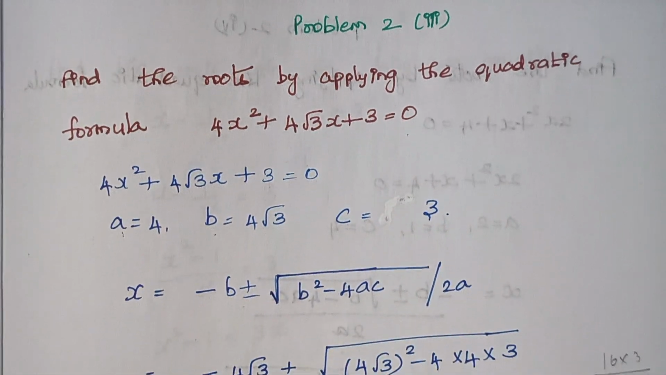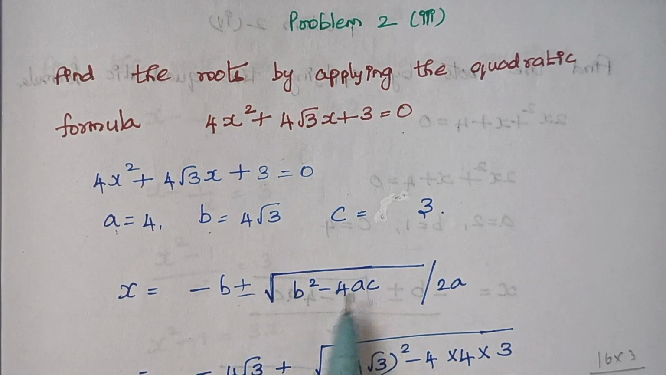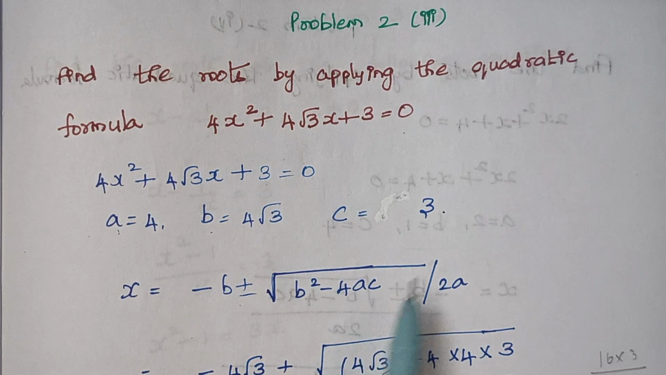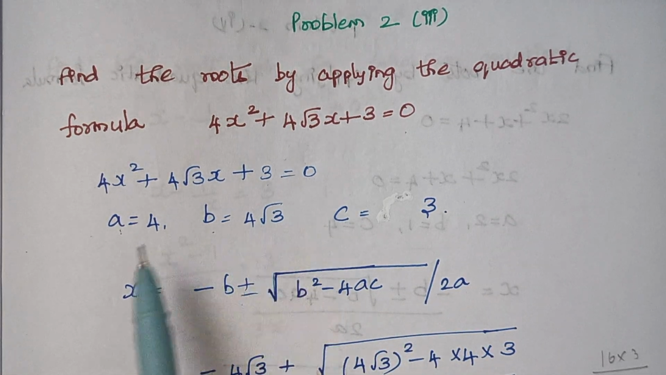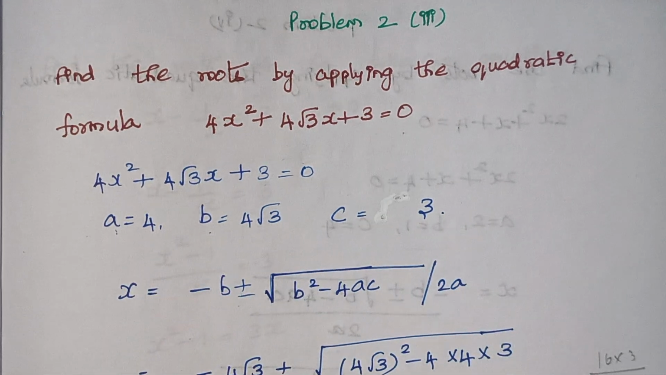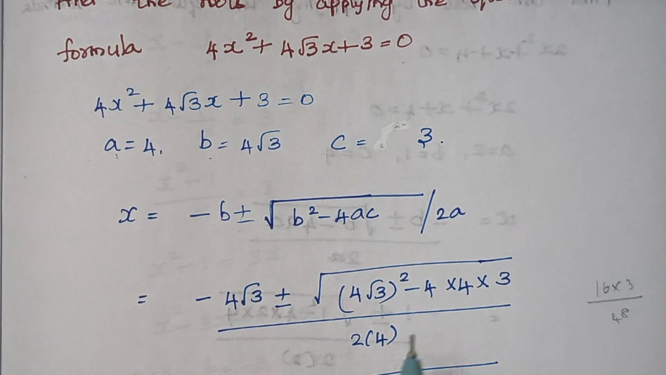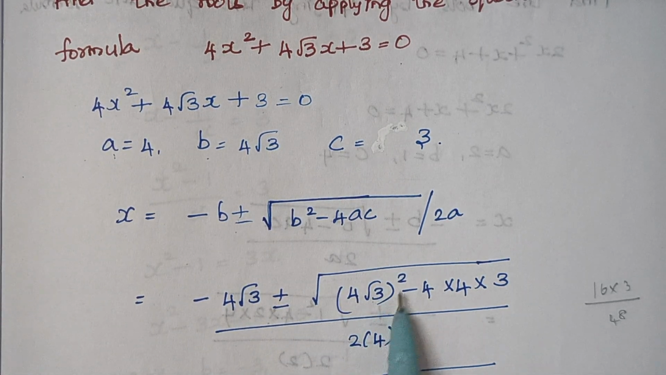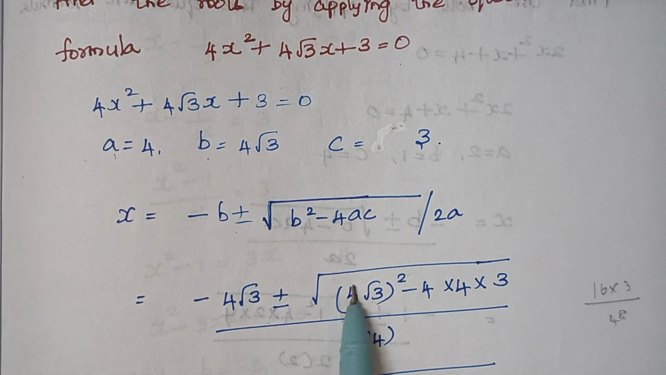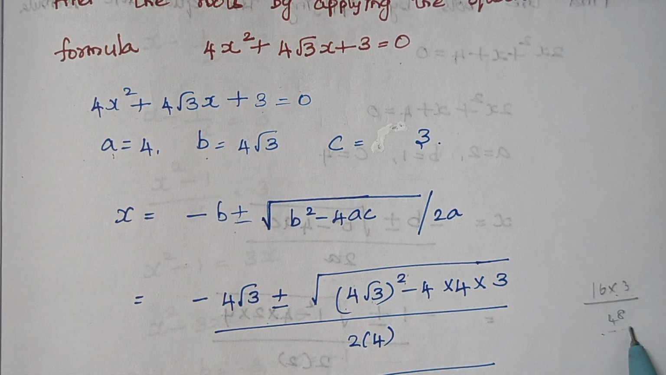So now the formula here is x is equal to minus b plus or minus root of b square minus 4ac by 2a. So here the value of b is 4 root 3, a is 4 and c is 3. So now just substitute the values here. So here it is minus 4 root 3. So 4 root 3 the whole square. The value of 4 square is 16 and the root 3 whole square is 3. That is 16 into 3, which is nothing but 48.